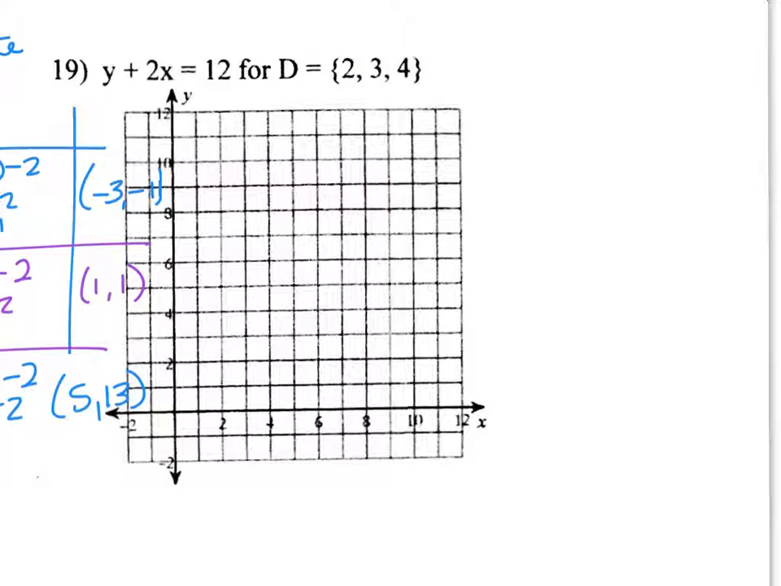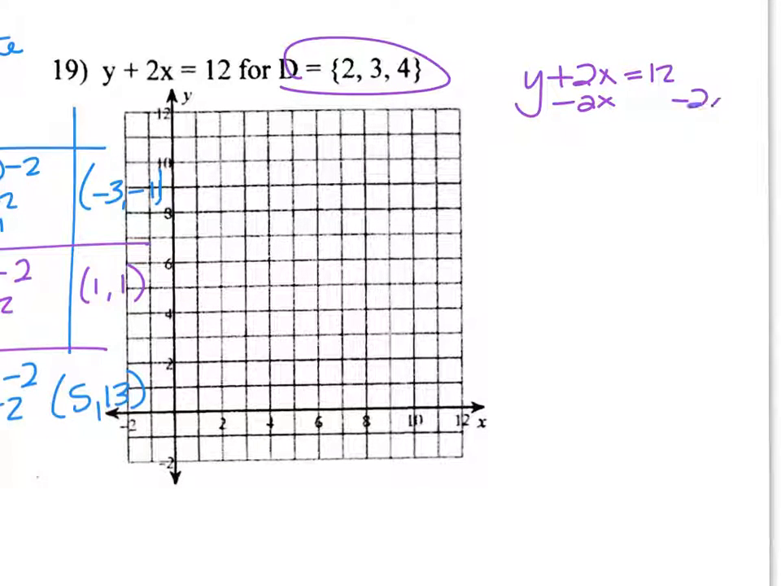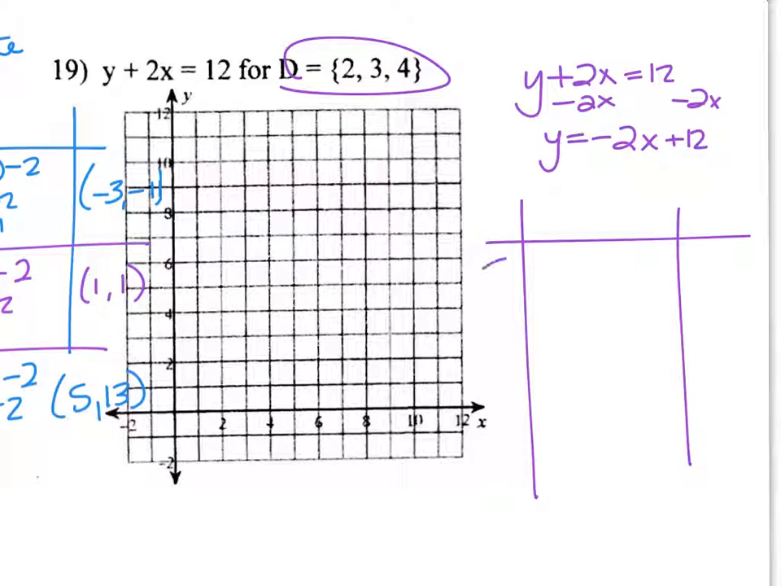All right, 19, again, we're going to leave it unconnected because they give us the specific domain. But remember, it's going to be easier to plug these things in for x if y is already by itself. So the first thing I'm going to do is isolate the variable y. I'm going to do that by moving this 2x to the other side. So it's going to be y equals negative 2x plus 12. And now I'm going to make my table using my x values 2, 3, and 4.